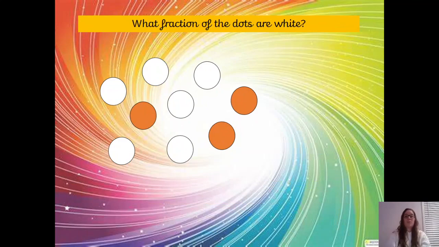Okay, so if we know that 3 out of 9 are orange, you should easily be able to work this out in your head, but if you can see it in front of you as well, what fraction of the dots are white?